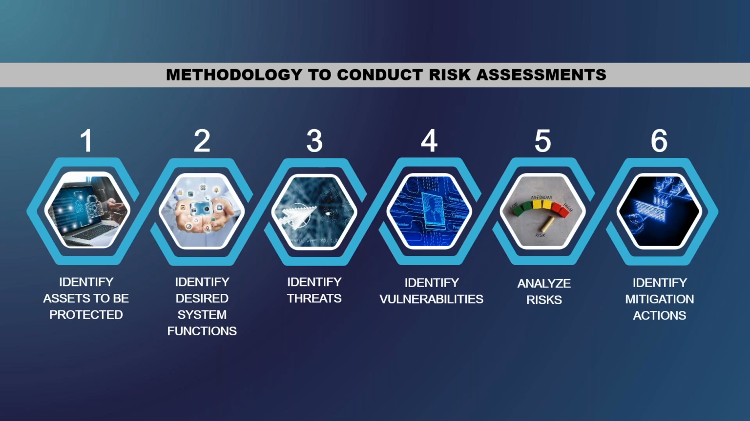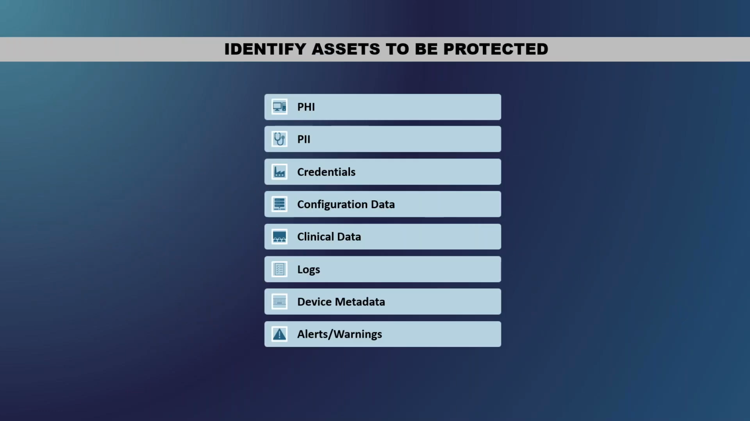The NIST framework brings into scope what needs to be assessed and how. This goes further and identifies 6 steps in the methodology for conducting those risk assessments. You have your assets to be protected, identify the desired system functions, identify the threats, identify the vulnerabilities, analyze those risks, and then identify mitigation actions.